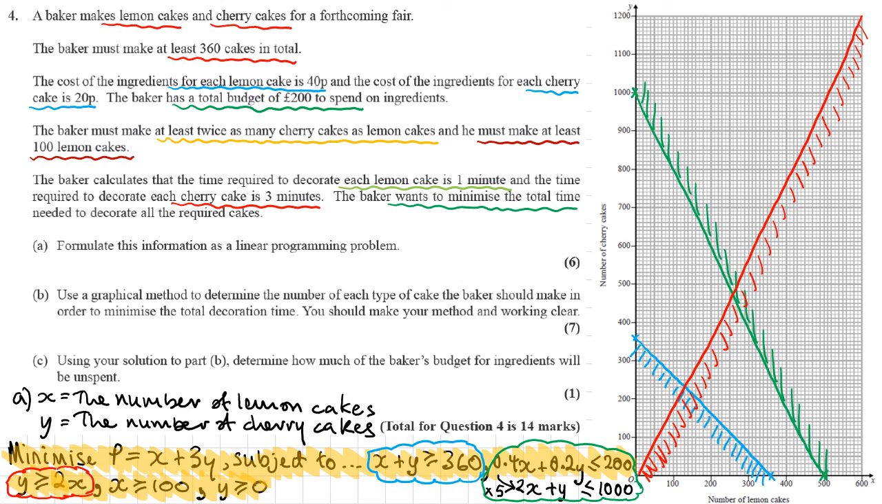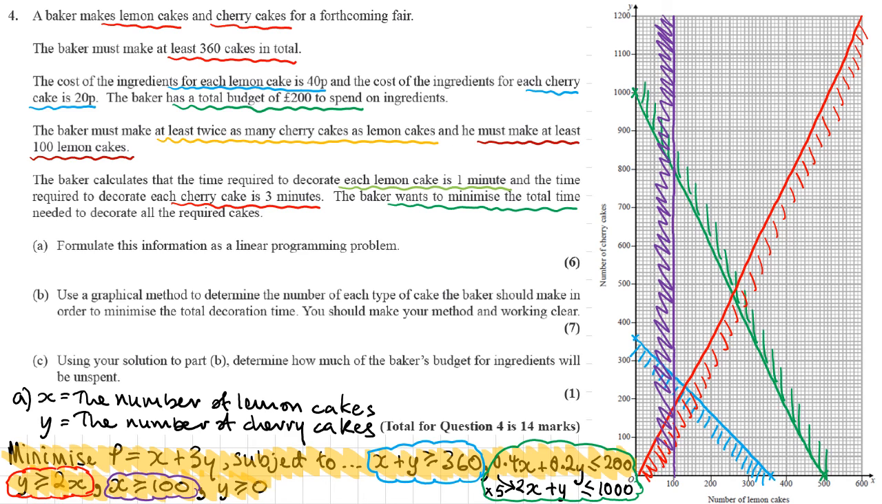Then we've got x is greater than or equal to 100. Oh, that's a nice easy one to do, because I'll just do the x is equal to 100 line. So the greater than or equal to 100 is the side that I do want. So I'll shade off the side that I don't want, which is going to be less than 100.